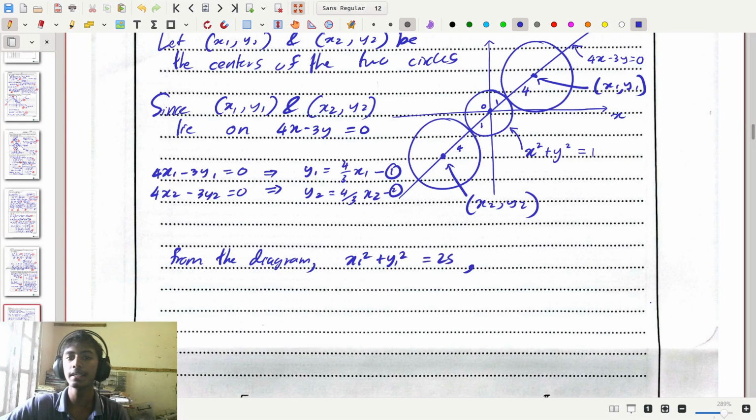Now similarly, if we consider the other side, x2 squared plus y2 squared, we're going to see it's also equal to 25, so 5 squared. So both of these share the condition that x1 squared plus y1 squared is equal to 25 and x2 squared plus y2 squared is also equal to 25. They have distance 5 from the origin.